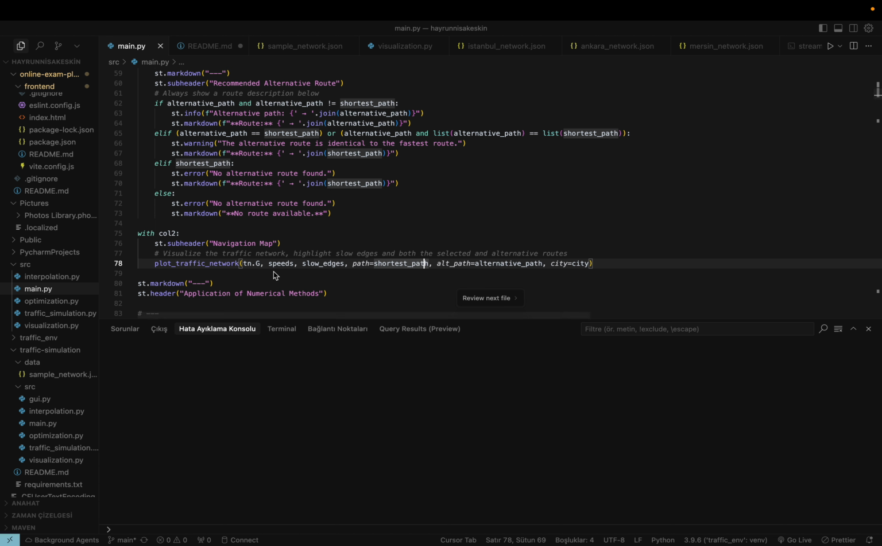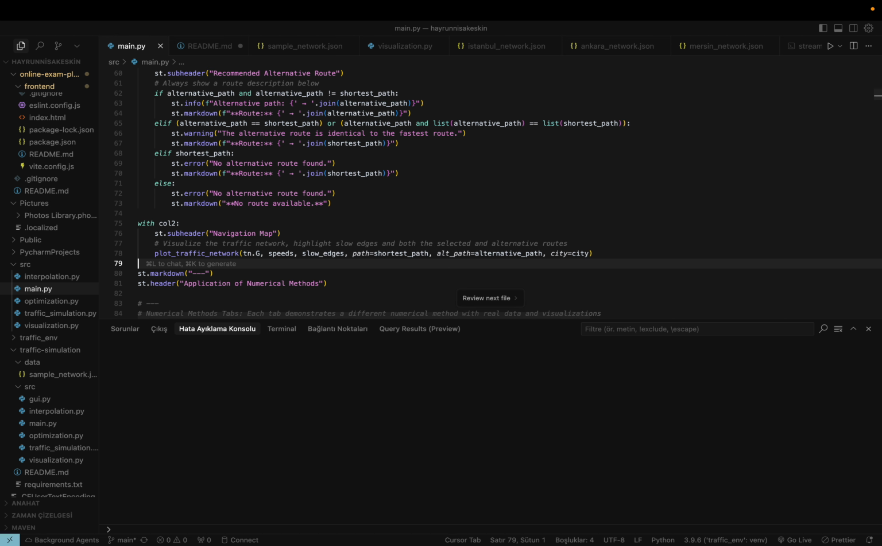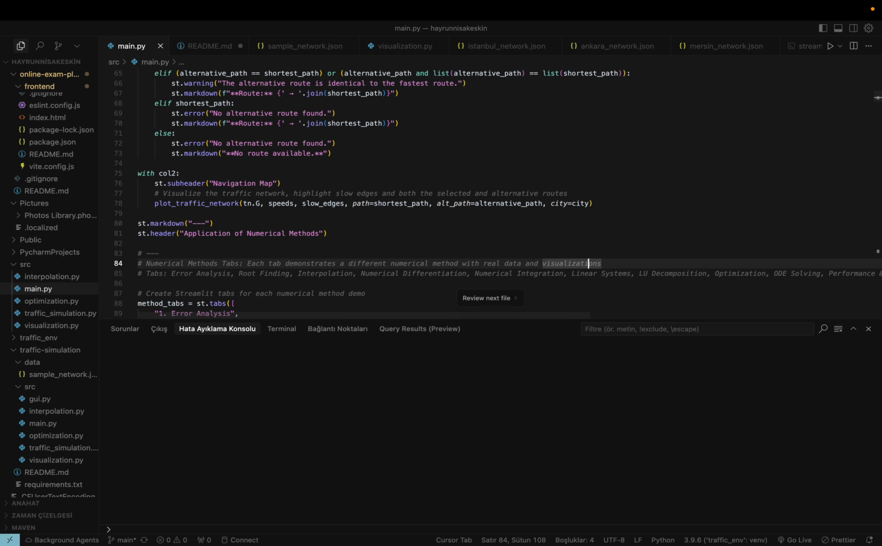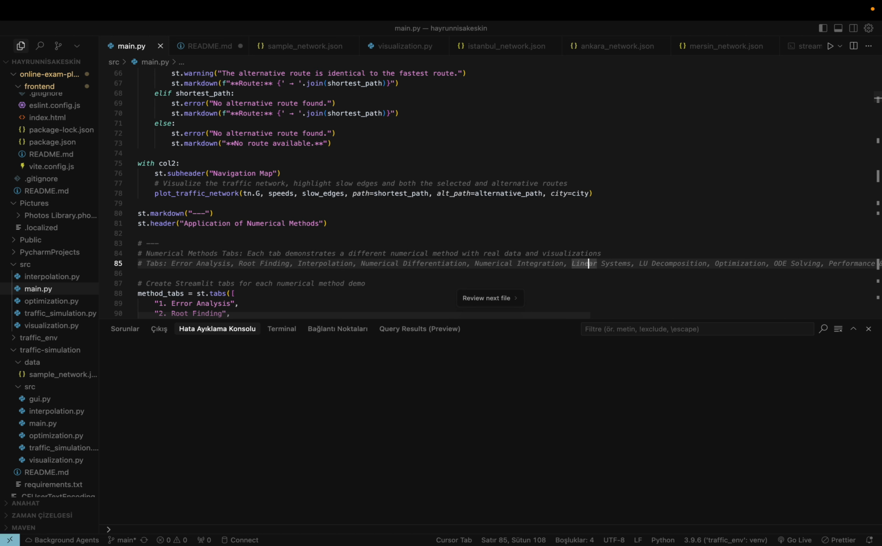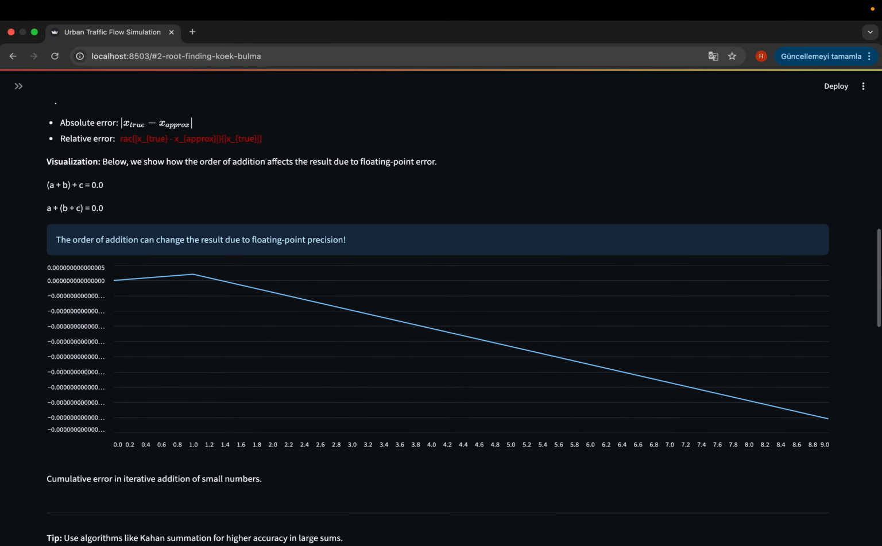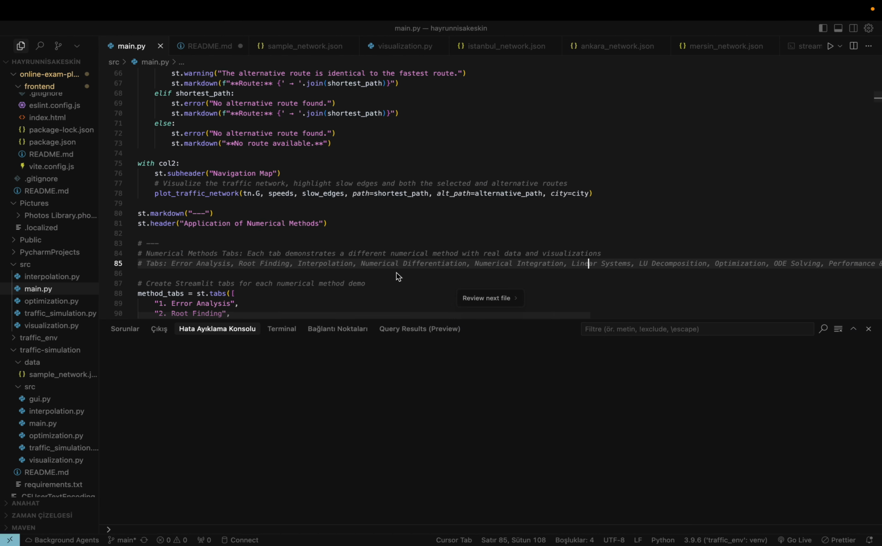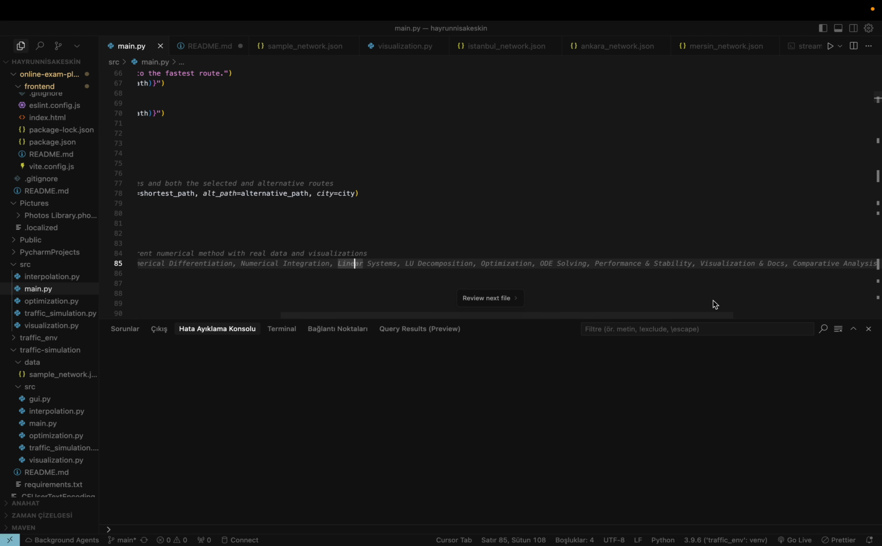Plot traffic networks: T.T.N.G, speed, slow weight, path, shortest path, alt path, alternative path, T equals T. And then continue, markdown is null. Application of numerical methods. Numerical methods tabs, and each tab demonstrates a different numerical method with real data visualization: error analysis, route finding, interpolation, numerical differentiation, and all of them. Comparative analysis.